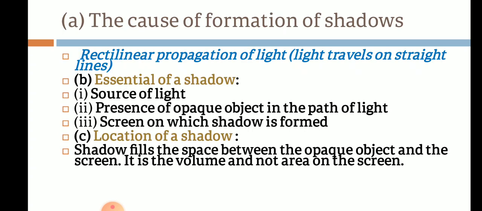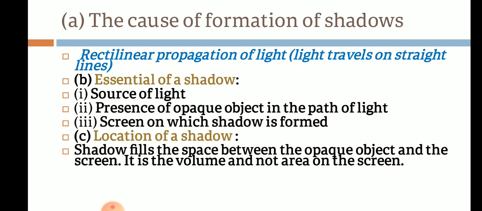And what are the causes of formation of shadows? The cause of formation of shadows is rectilinear propagation of light. What does rectilinear propagation of light mean? It means light travels on a straight path or on a straight line. This is a separate topic that we can take on in our next video. So this is the reason for the formation of shadows.